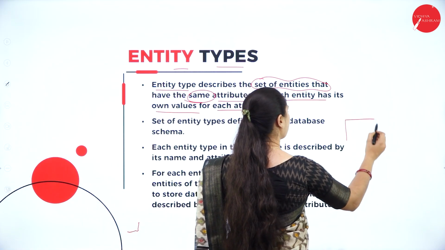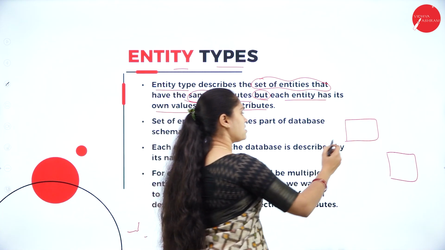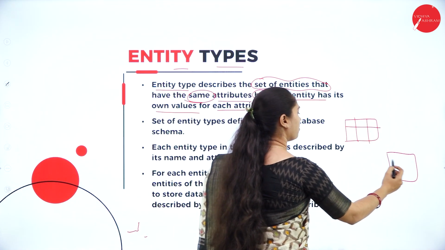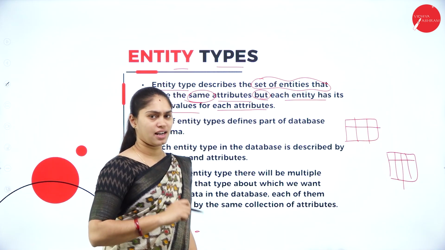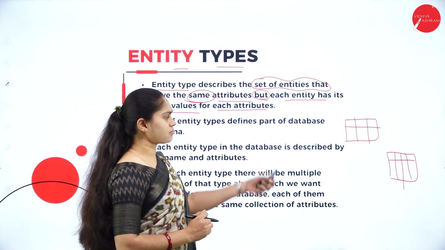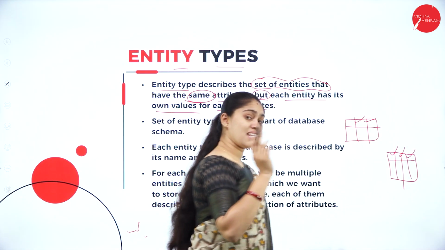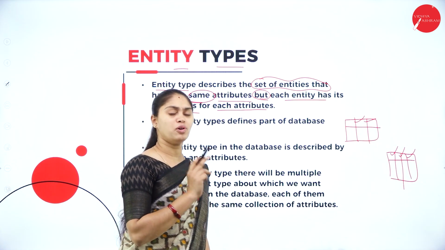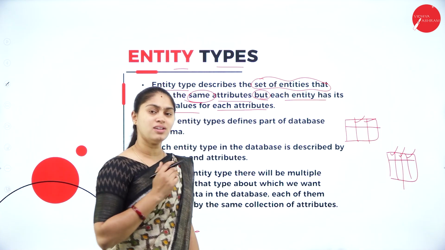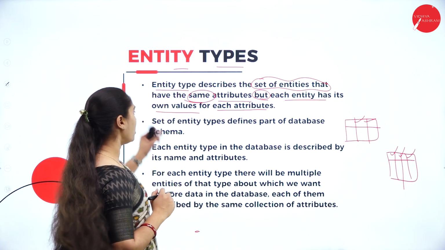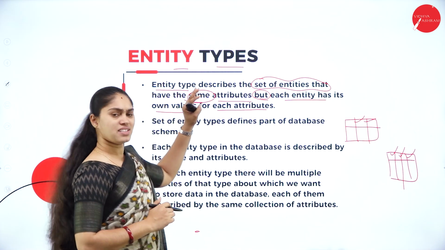Remember, I have a student entity and I have a teacher entity. The student will have a student ID, student name, and phone number, and the teacher will have a teacher's ID, teacher's name, age, date of birth as well as salary. The attributes are the same, but the values of the attributes differ from one entity to another. Then we call that an entity type, a collection of entities that have the same attributes.